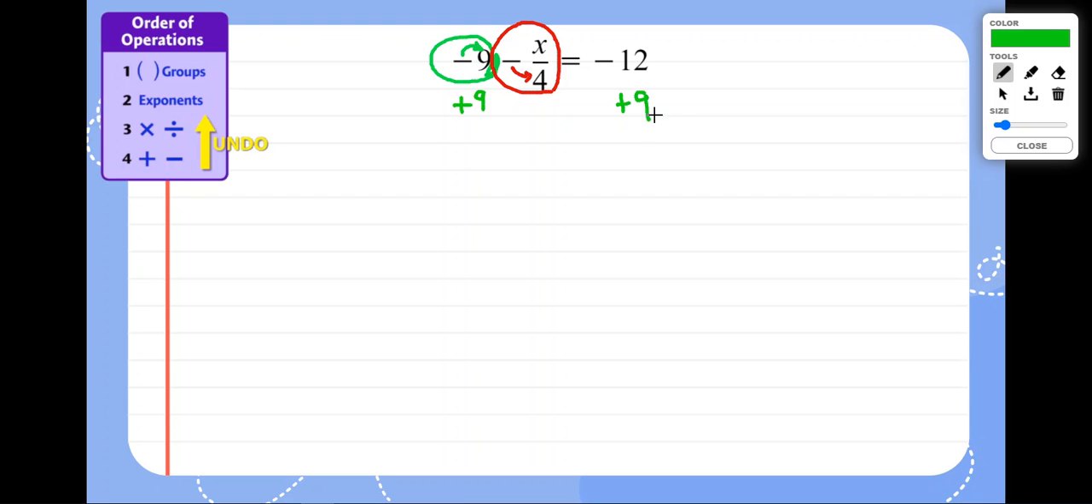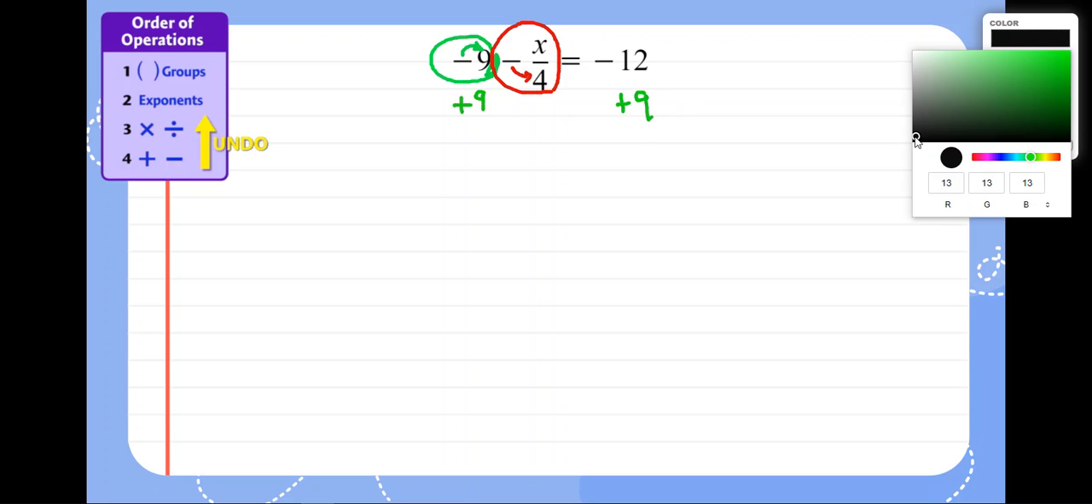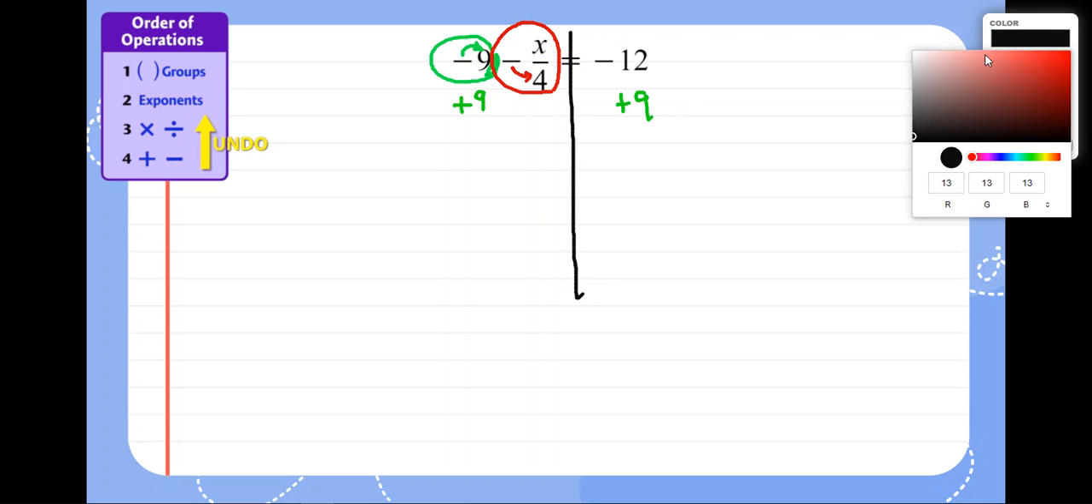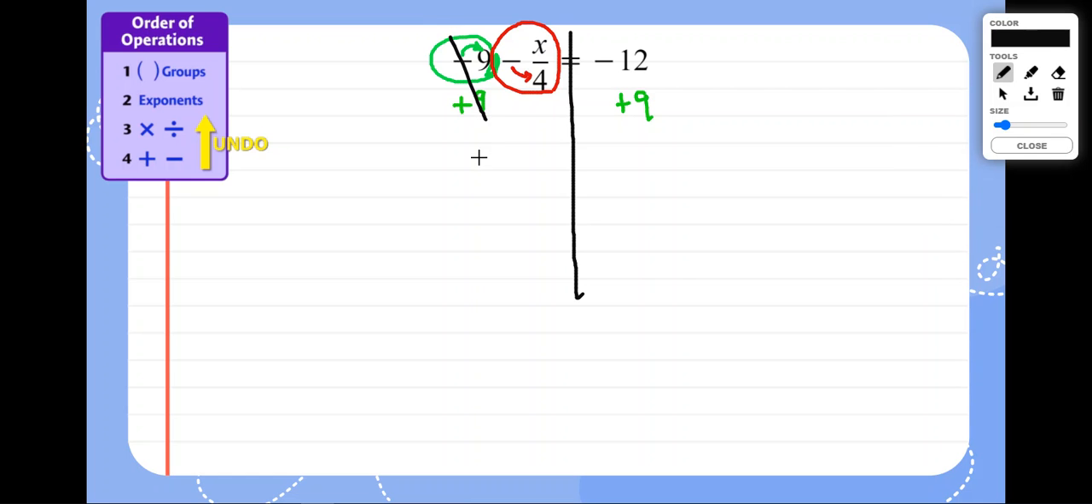Oops, I forgot my line. And now when we simplify, this is canceled out, so it's gone, and I still have to bring down the x divided by negative 4. And I'm actually going to write it with the negative sign or the minus sign in the bottom with the 4 to remind myself that that's where it goes. Right, and then that's going to be equal to negative 3.